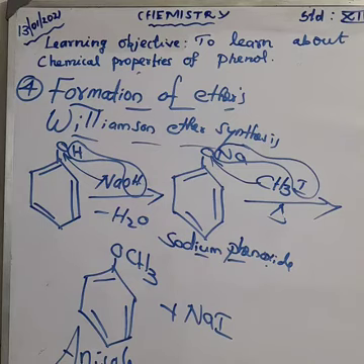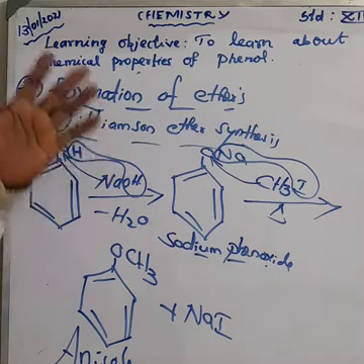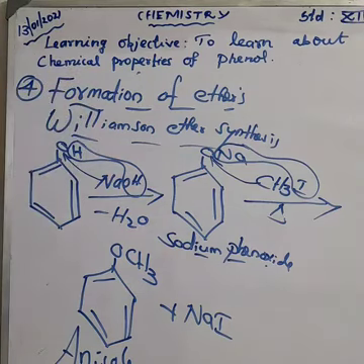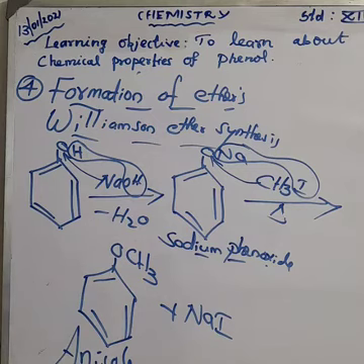Formation of ester. Here we are using phenol with acetyl chloride. What is the formula for acetyl chloride? CH3COCl. First we have to write the formula for acetic acid, CH3COOH. The OH is replaced by adding Cl, so we get CH3COCl, acetyl chloride. We get phenyl acetate. As per the IUPAC name, phenyl ethanoate.